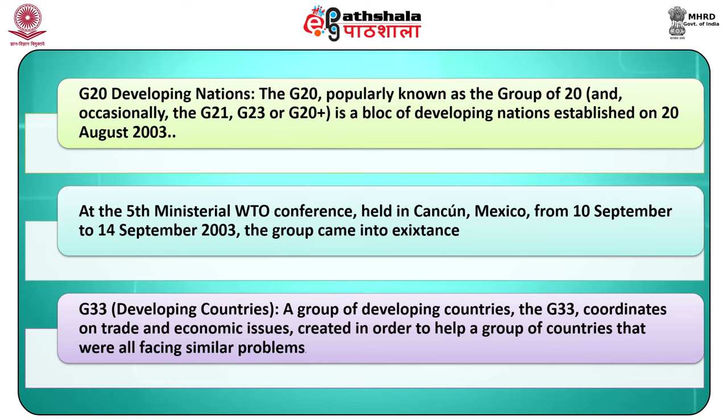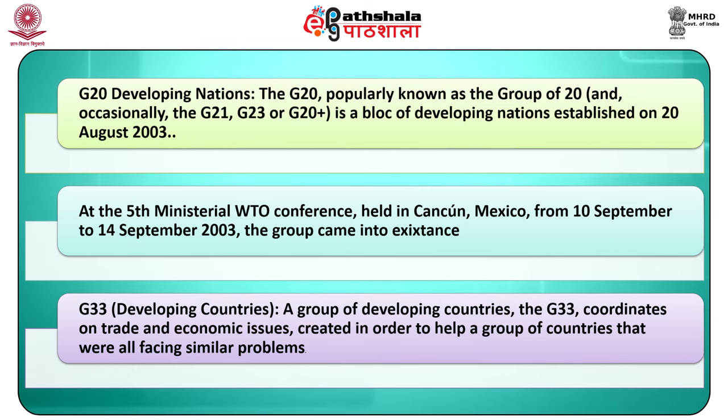Since its creation, the group has had a fluctuating membership. Previous members have included Colombia, Costa Rica, Ecuador, El Salvador, Peru, and Turkey. As of October 2008, the group had 23 members.